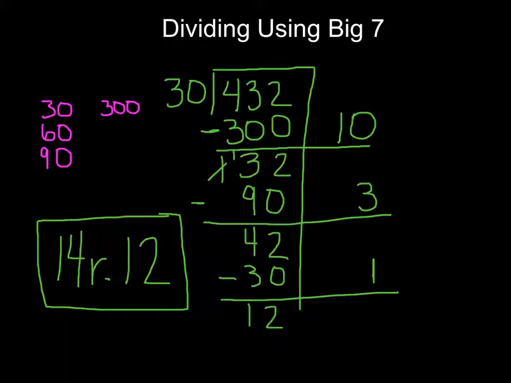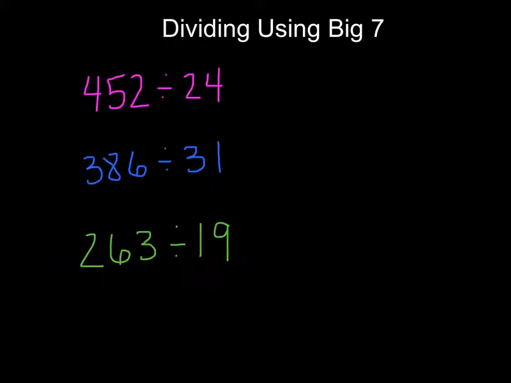Now, let's do one for you to practice, or maybe a couple for you to practice, and see how you do. All right, so I gave you 3 examples. 452 divided by 24, 386 divided by 31, and 263 divided by 19. Try using Big 7 and see how you do. And yeah, I think you'll do amazing. I'm very optimistic about this.